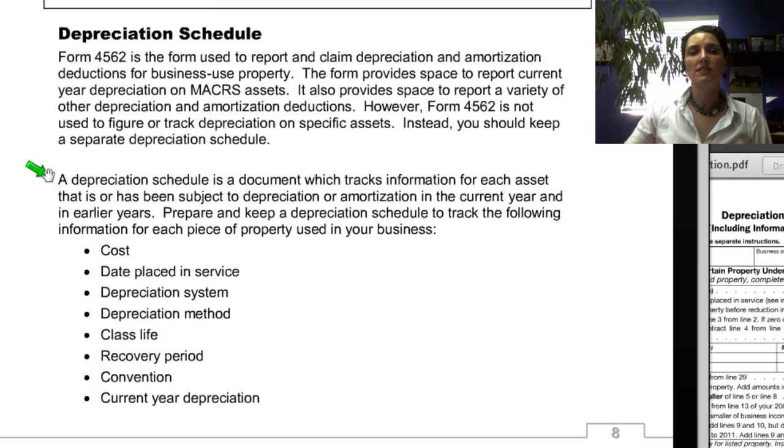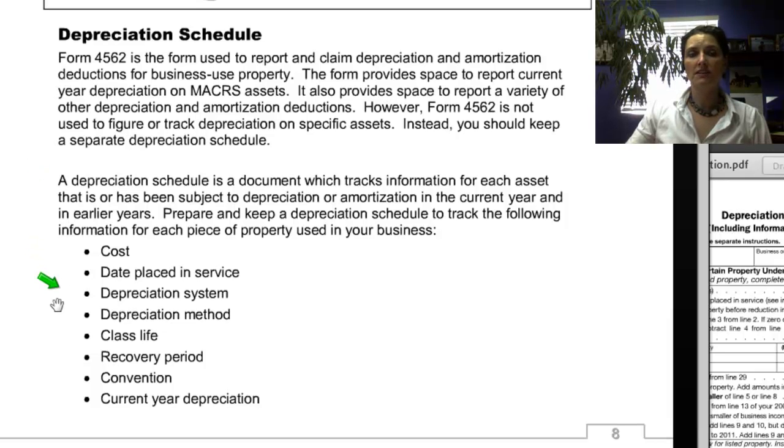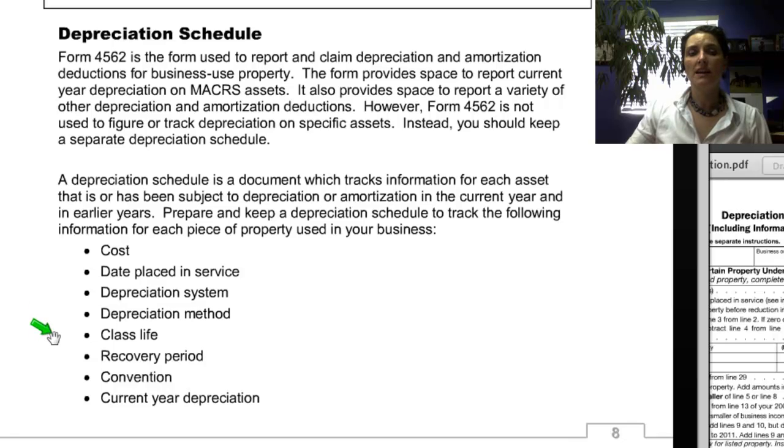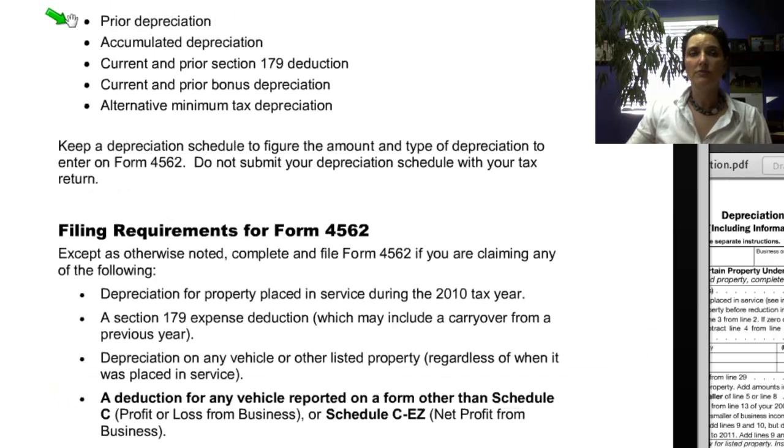Prepare and keep a depreciation schedule to track the following information for each piece of property used in your business, including cost, date placed in service, depreciation system, depreciation method, class life, recovery period, convention, current year depreciation, prior depreciation, accumulated depreciation, current and prior Section 179 deduction, current and prior bonus depreciation, and alternative minimum tax depreciation. Keep a depreciation schedule to figure the amount and type of depreciation to enter on Form 4562.